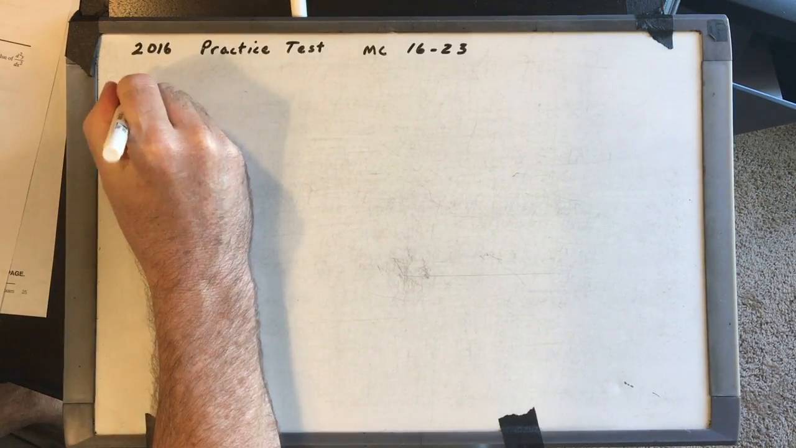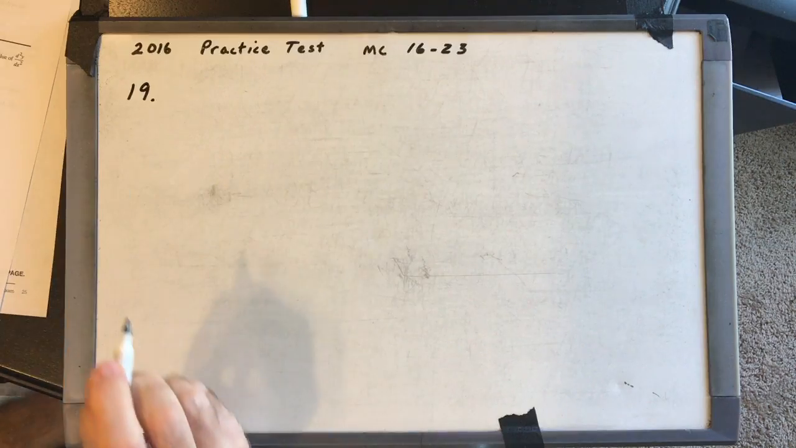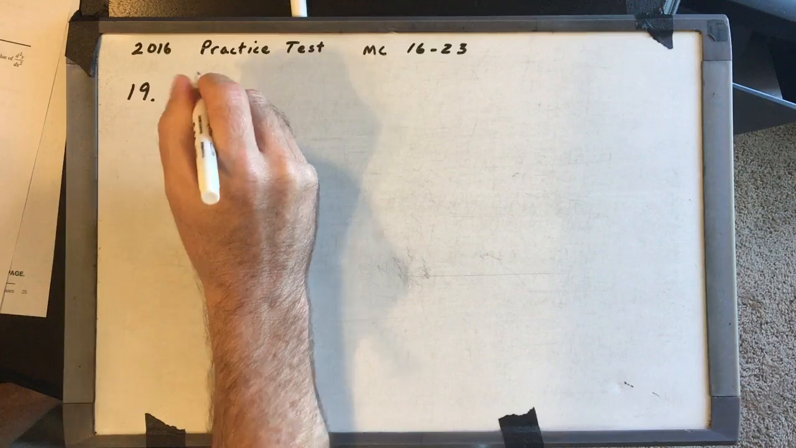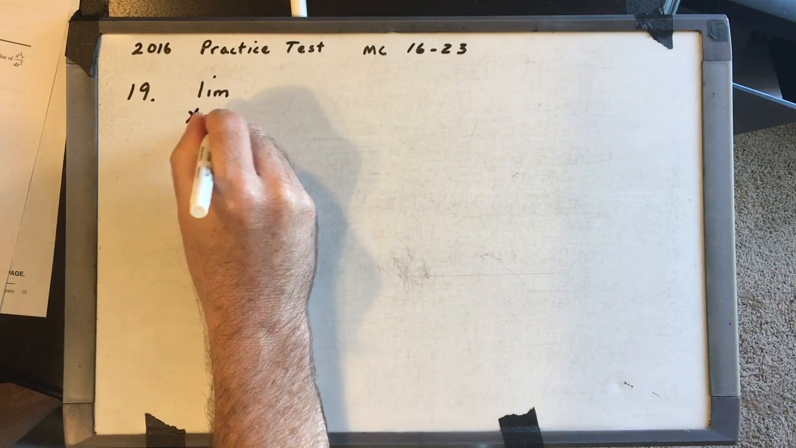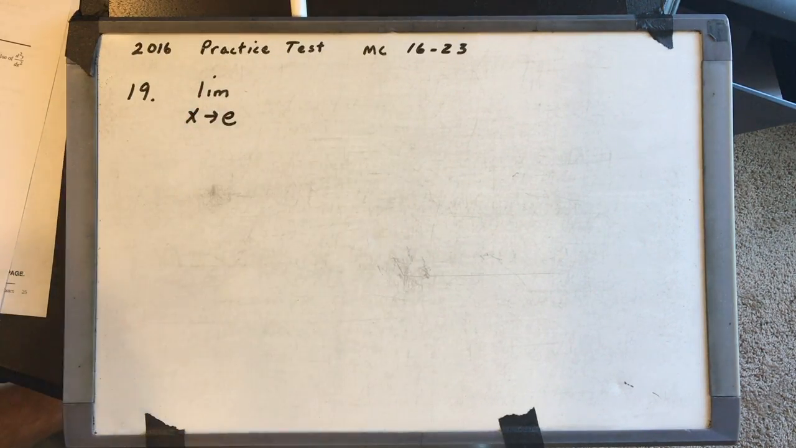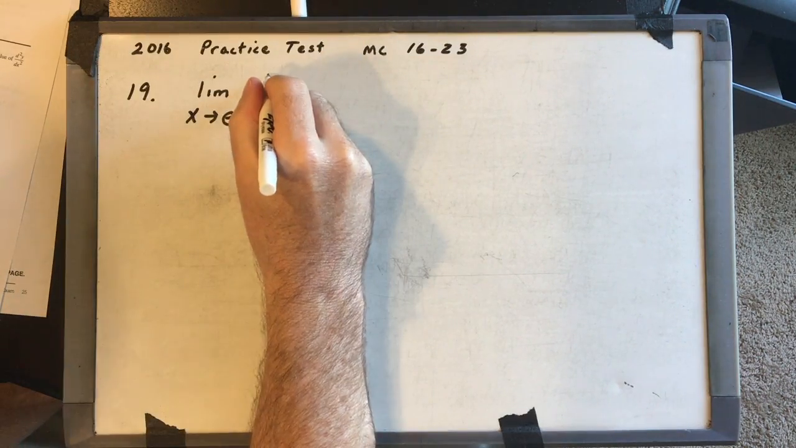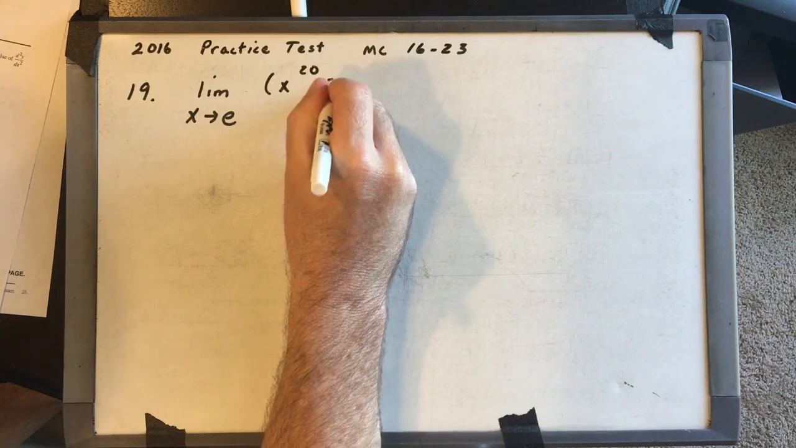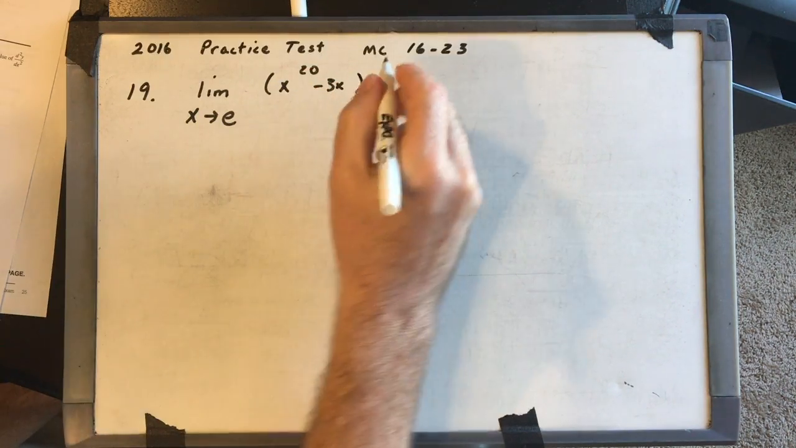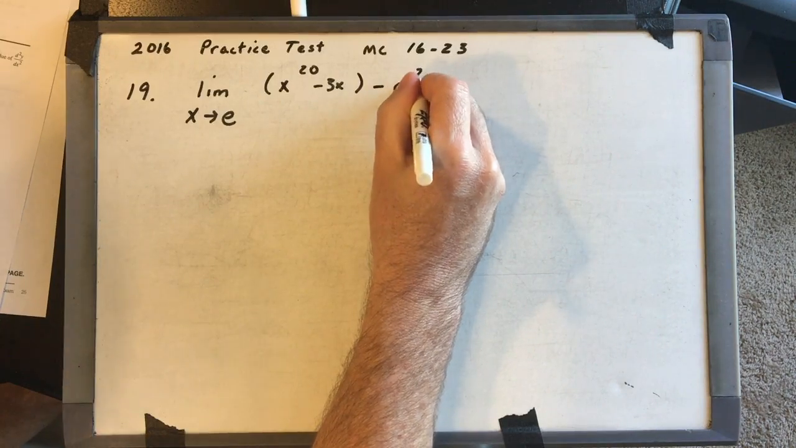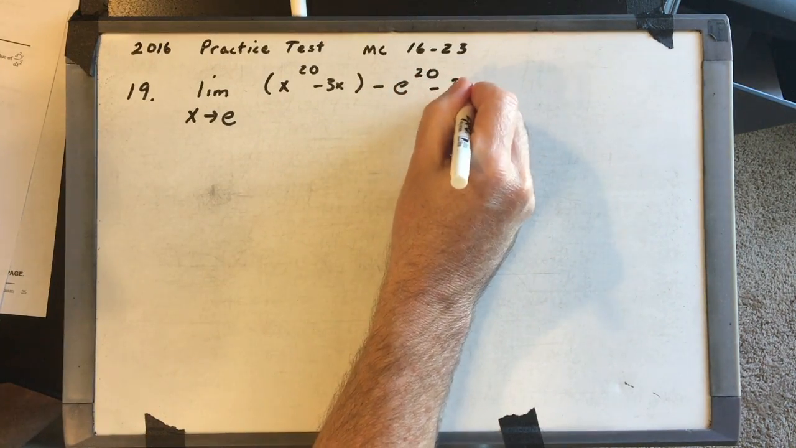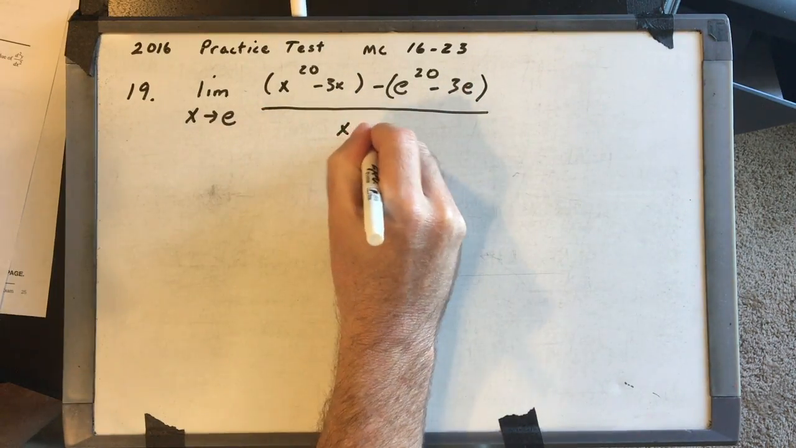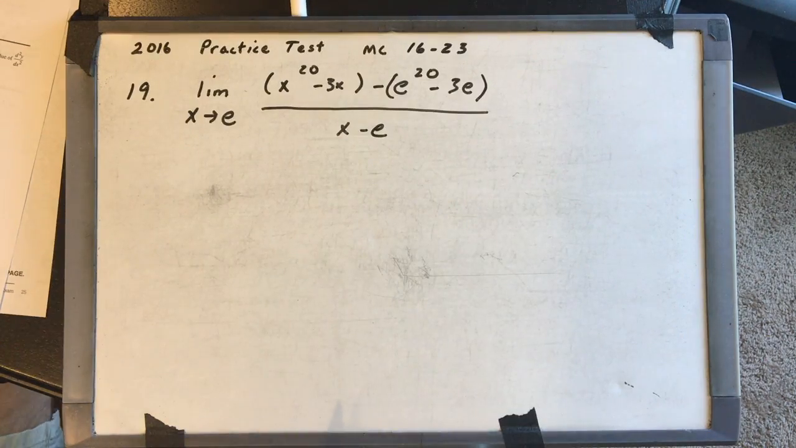Let's get number 19. Now, I really believe there's a great chance you could see one like this on the 2020 test. They're going to make you take a limit, and they're probably going to see if you know L'Hopital's rule. So we've got x to the 20th minus 3x minus e to the 20th minus 3e over x minus e. And of course that's going to give you 0 over 0.